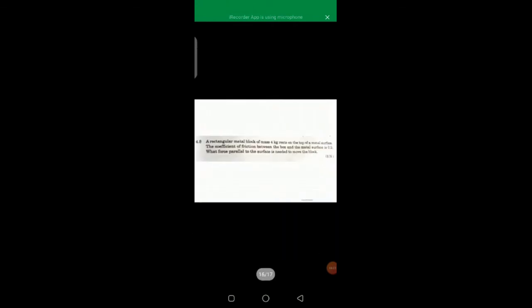Last numerical, the rectangular block. This is the numerical for friction. A rectangular metal block of mass 4 kg rests on the top of a metal surface. The coefficient of friction between the box and the metal surface is 0.22. Find the force parallel to the surface needed to move the block.